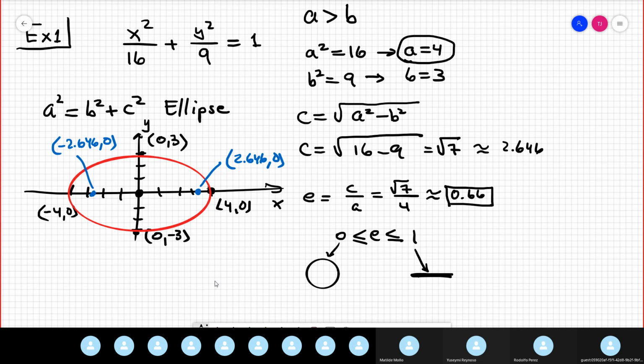Okay. I want to complicate this more. It's obvious, just too easy. Example 3. In example 3, we have this: x minus 3 squared divided by 16, plus y plus 2 squared over 25, equal 1. Okay, this is the equation of the ellipse that is given.